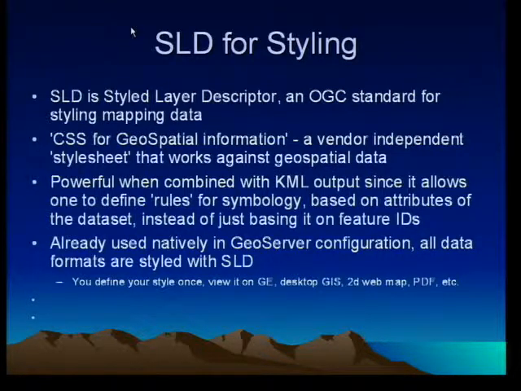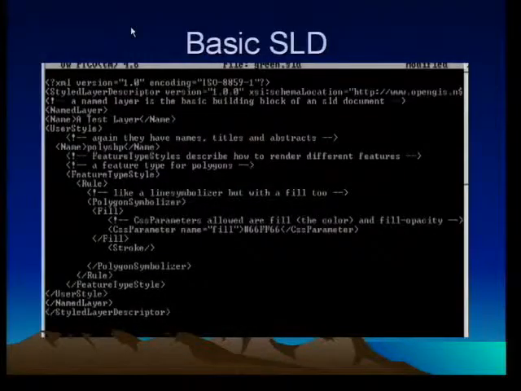And we're already using it natively in GeoServer. So the data is already defined with SLD, and it allows us to use the same configuration. You configure the styling once, you can view it on Google Earth, view it on your desktop GIS, view it on a 2D map as a PDF, et cetera. So this is a basic SLD. I can use a laser pointer, although it's a bit more complex, but basically what this says is, style this green.